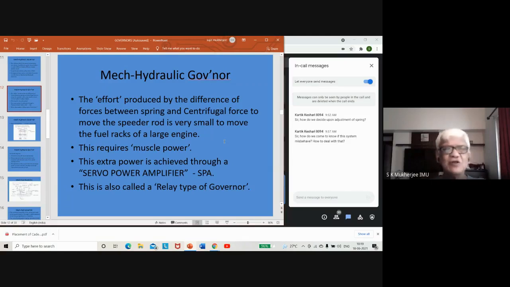Why? Because the speeder rod or the fuel rod is controlling a pilot valve. The pilot valve is controlling the servo power amplifier. The servo power amplifier is controlling the fuel rack. So that is why this stepwise action is called a relay. The entire governor setup is called a relay type of governor.